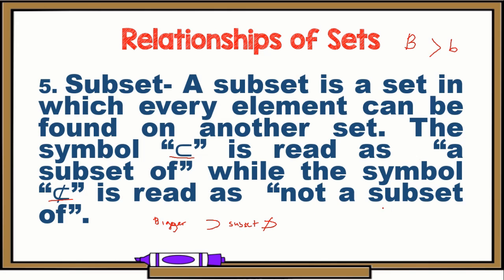Let's have an example. A is a subset of B. And these are our sets. A is equal to 1, 2, while B is equal to 1, 2, 3, 4. So all the elements in set A can be found on the elements in set B. So set A is inside B. Therefore, A is a subset of B. Is it clear? I hope it is.